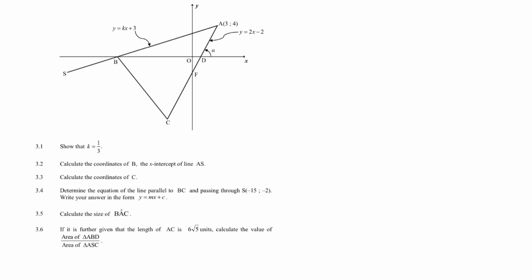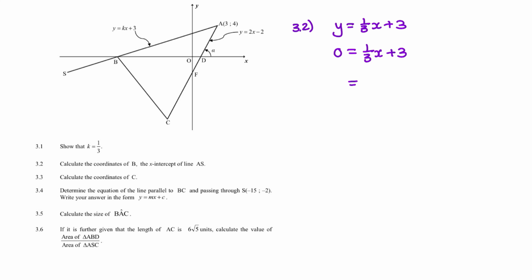3.2. Calculate the coordinates of B, the x-intercept of line AS. So B is on the line with the equation of y equals kx plus 3, and we already have k equals 1/3. So the equation of that line is y equals 1/3 x plus 3. Now at the point B, we don't know the x value, but we know that y equals 0. So we replace y with 0, and that is equals to 1/3 x plus 3.